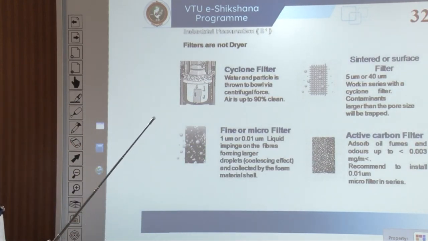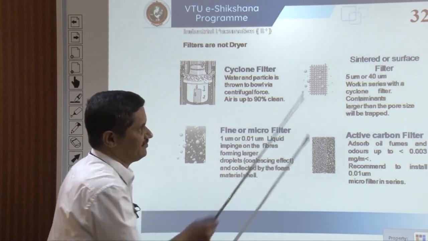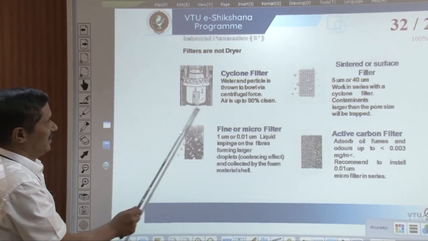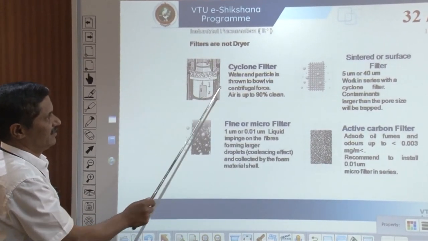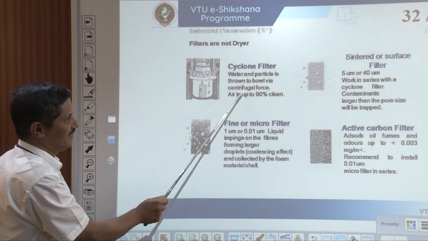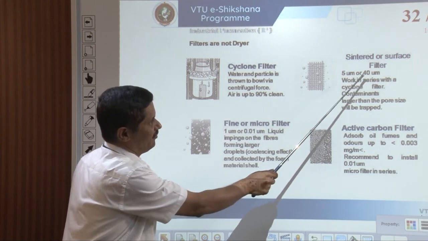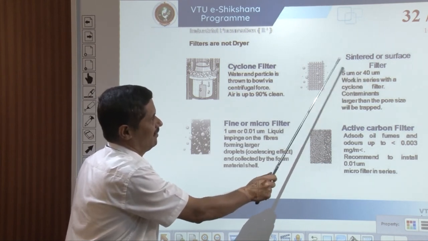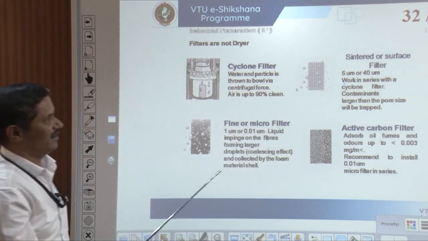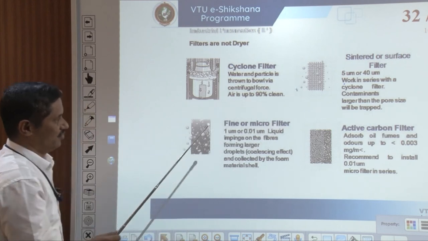Coming to the types of filters, we have cyclone filters and sintered or surface filters. Here you can see a surface filter. Here a cyclone type of filter will be there. Water and particles are thrown to the bowl via centrifugal force in this case. Here it is 5 to 40 micrometer level work, which will be filtered using surface filter elements. And these are the two filters.